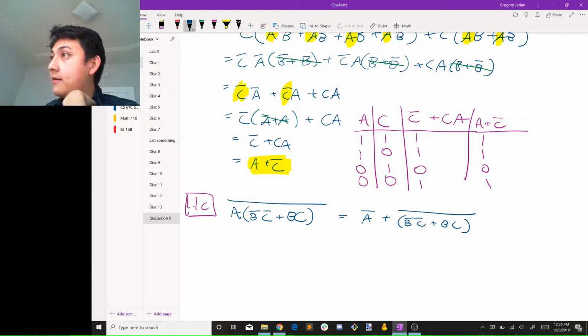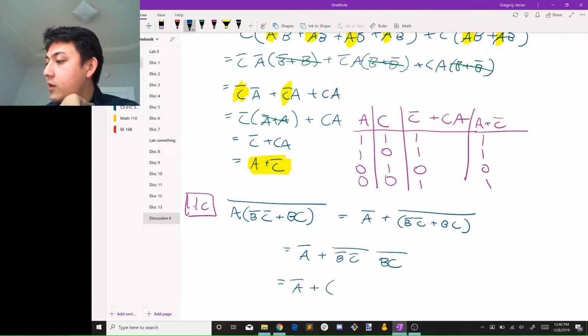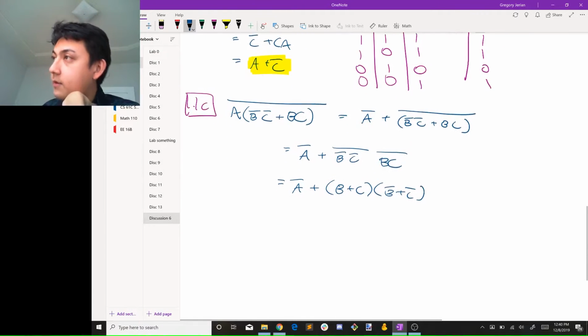Okay? And now we can use De Morgan's again. This is kind of gross, but if you just keep using De Morgan's, you'll eventually get the answer. So this stays the same, but we use De Morgan's on the right side of the or sign, and we get that this is equal to not B and not C, right? And the whole thing is ANDed with not BC, right? So this is 2 nots, okay? And then we can use De Morgan's again, right? So this whole thing becomes B or C and not B or not C, like that, okay?